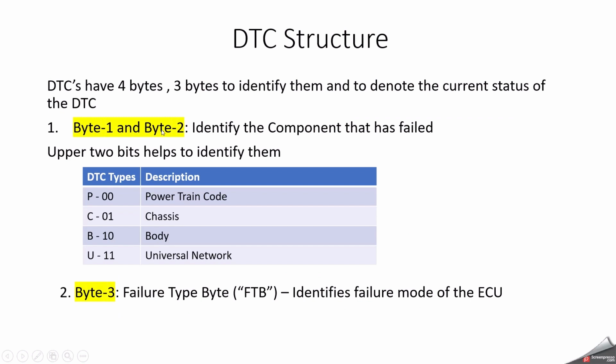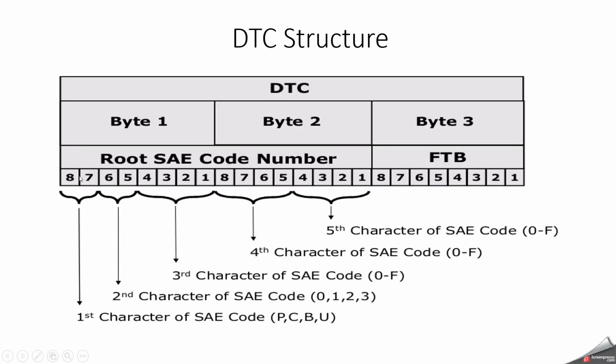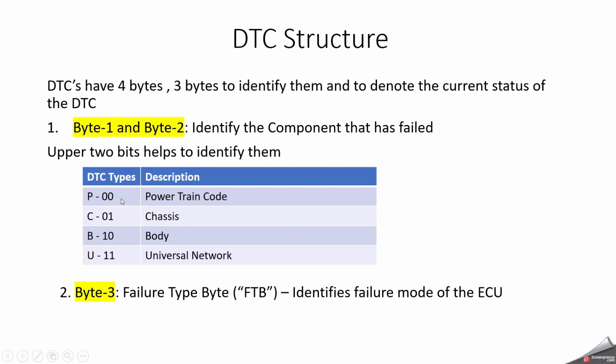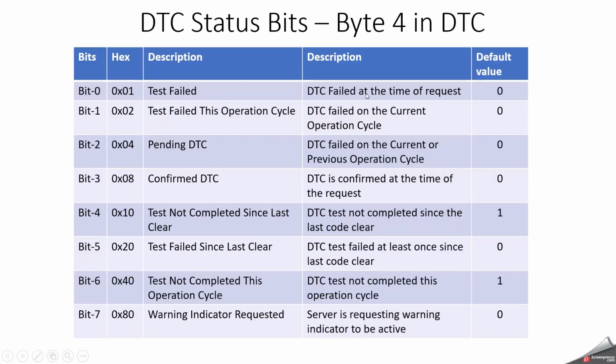So if you look at byte 1 and byte 2, they identify the component that has failed. In the upper bits, you will understand what kind of code this is, whether P or C or B or U. Byte 3 is for failure type. Then what is byte 4? Byte 4 tells about the status.